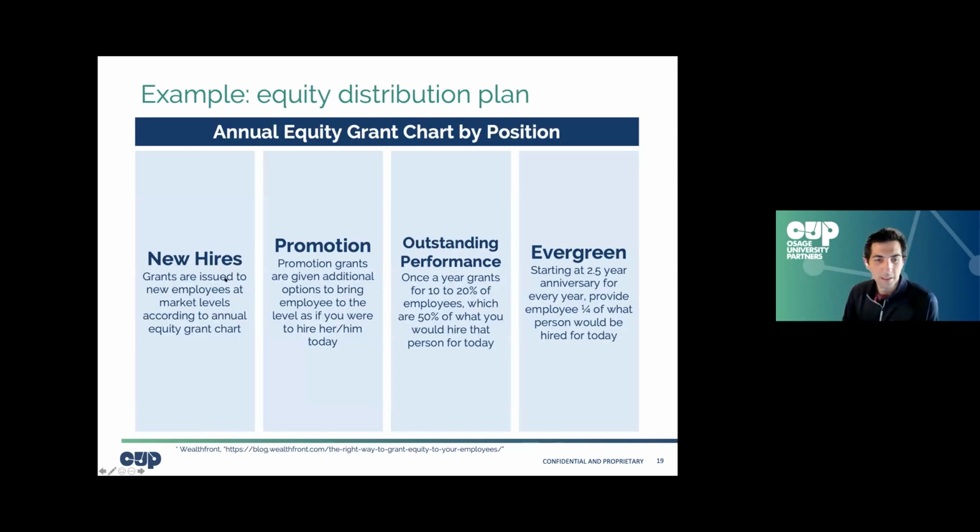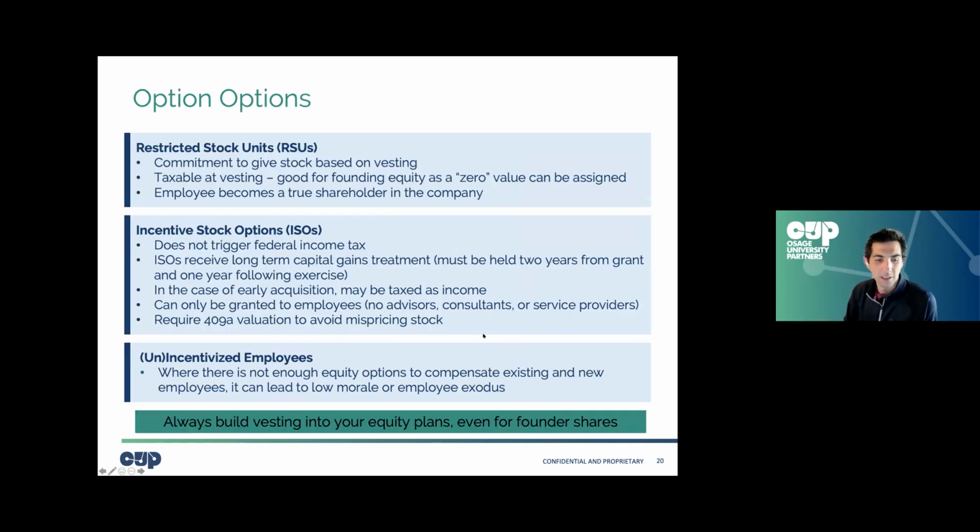I'm going to skip over this. It's just sort of how options are awarded and different buckets that they get put in. And these are different forms of options and shares that you may bring to founders and employees. And the key message to take away is that you should always build vesting into your equity plan. So I think I already mentioned that once.